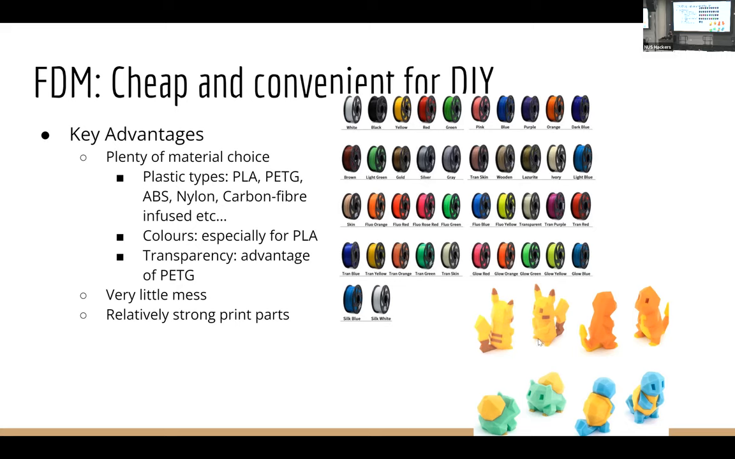Yeah, and another fun thing is that for FDM 3D printing, if you have a lot of different colors, you can actually do multicolored prints. It's a bit like your multicolored laser printer or inkjet printer. You can actually mix different colors. Like all these low poly Pokemons, they are not assembled from different parts. They are actually printed all together. It's just that normally the 3D printer will have some special mechanism to switch between the different filaments such that it's able to alternate between the different materials and achieve what you see here.